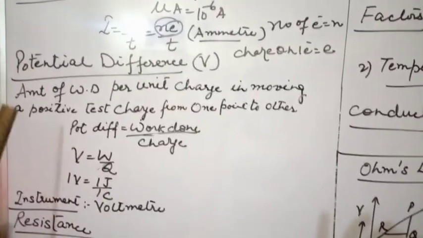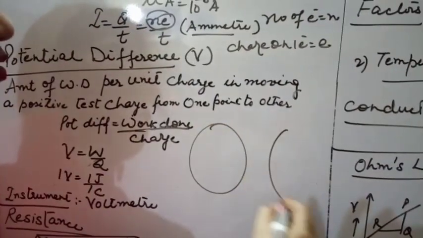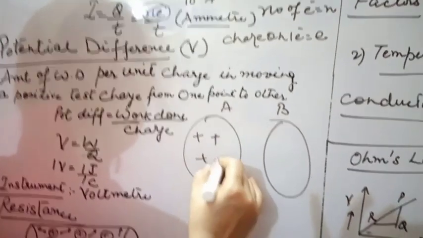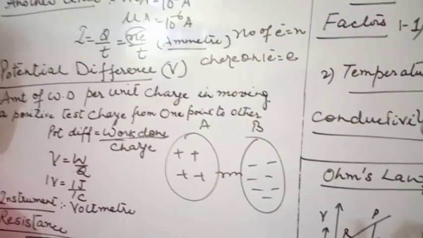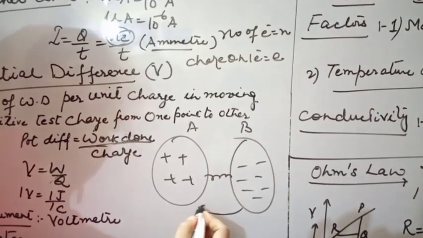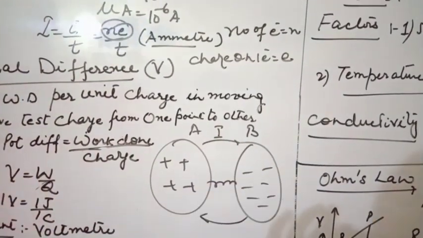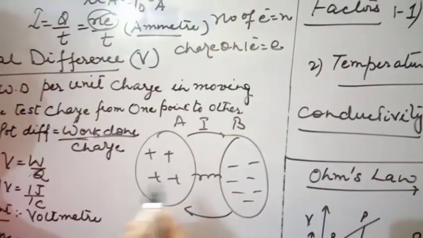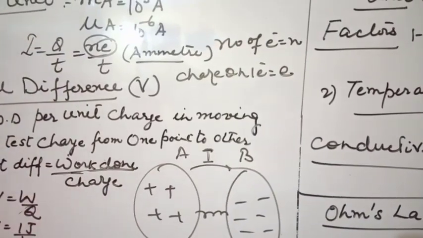Next topic is potential difference. So what is the potential difference? So if there are two bodies A and B, one is positive, other is negative. Connected two bodies, we will see that electron will flow from negative to positive and current will flow from positive to negative. So in this way, we will consider potential difference is one condition which will determine the direction of flow of current. This is the very simple definition.